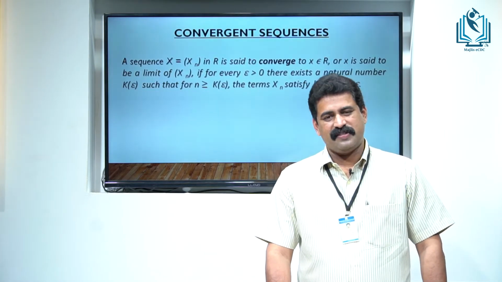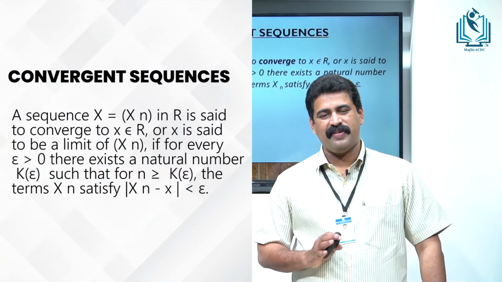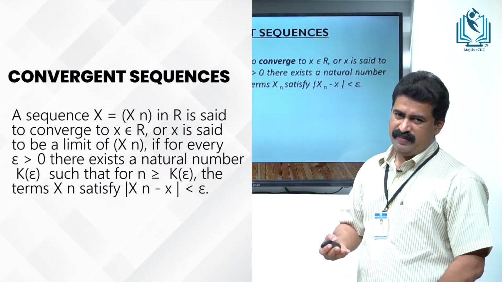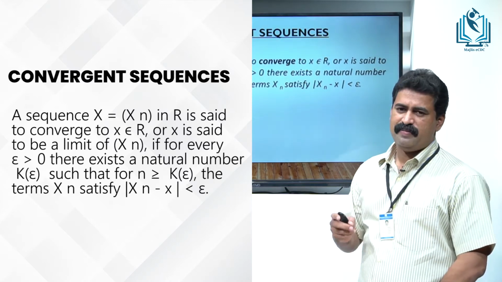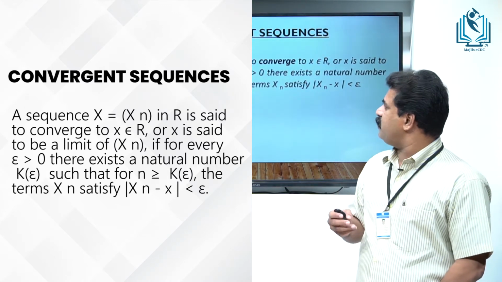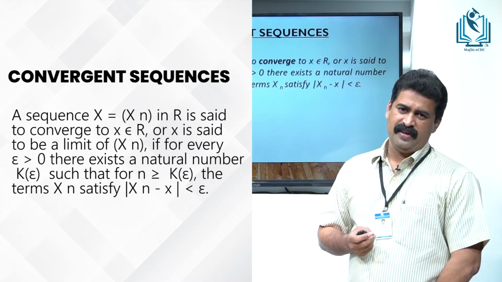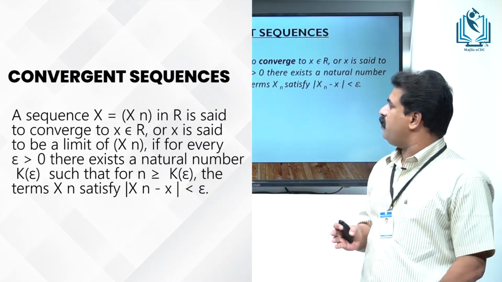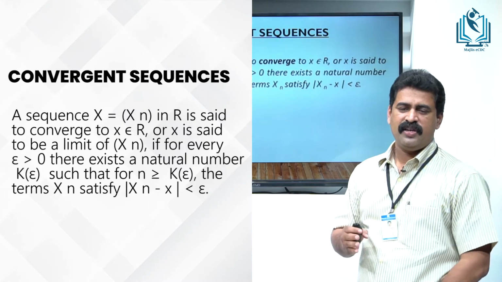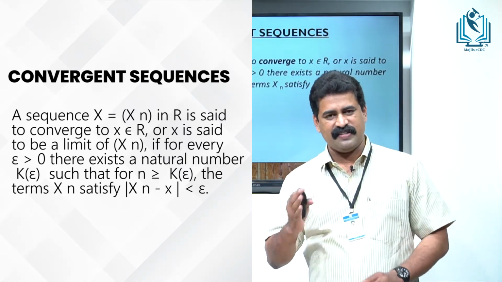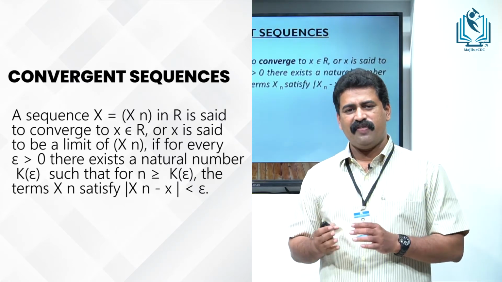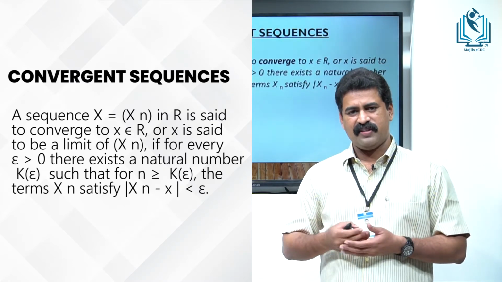First, we have to discuss the concept convergence of a real sequence. A sequence X equals (xn) in R is said to converge to x belongs to R, for x is said to be a limit of sequence xn, if for every epsilon greater than 0, there exists a natural number k of epsilon such that modulus xn minus x is less than epsilon for all n greater than or equals k of epsilon. This is the definition of convergence of a real sequence xn.